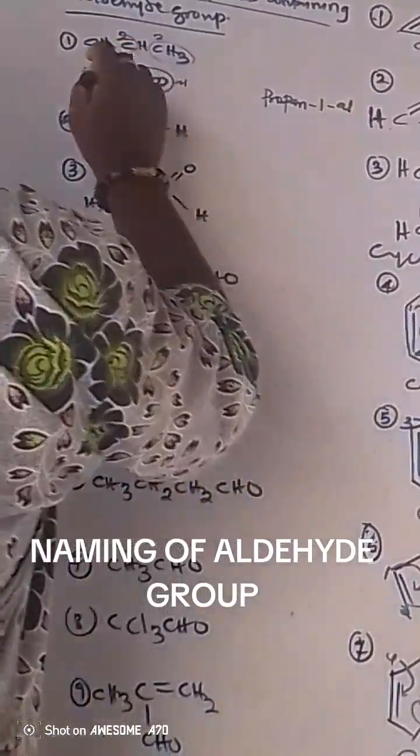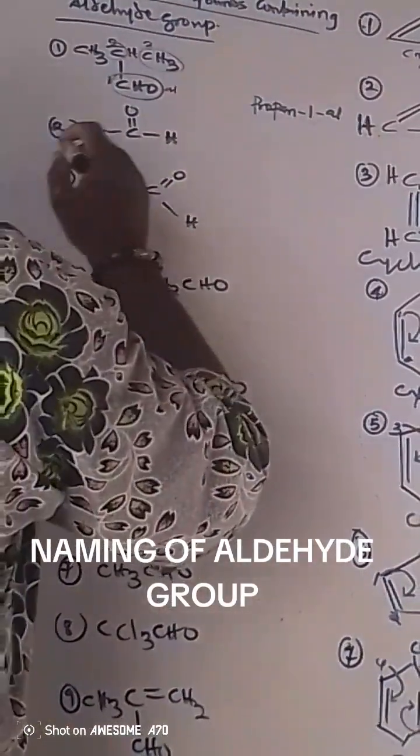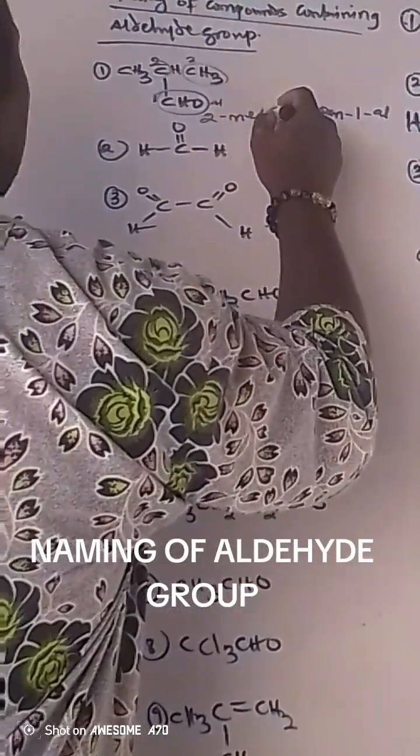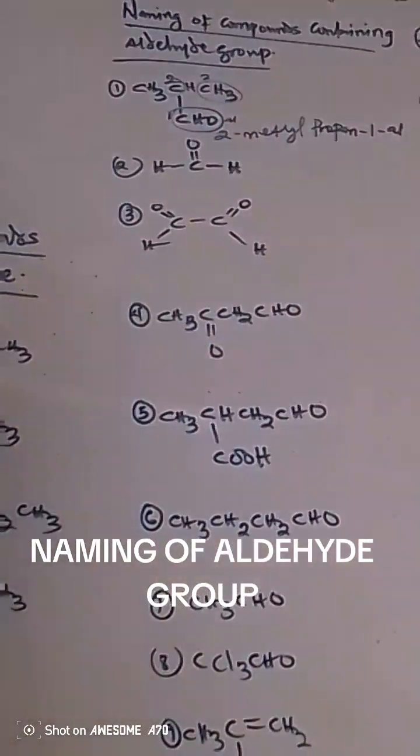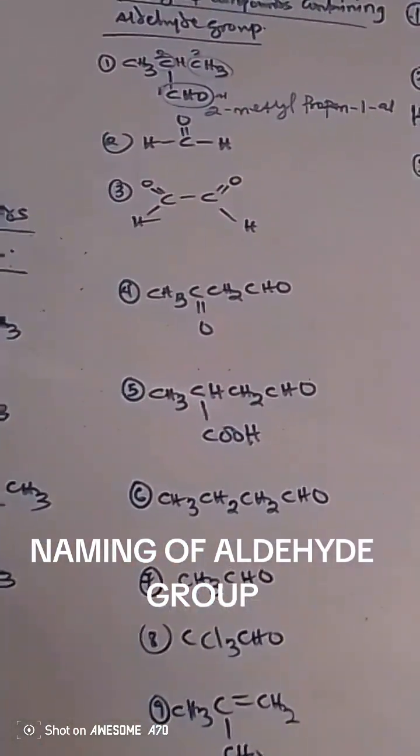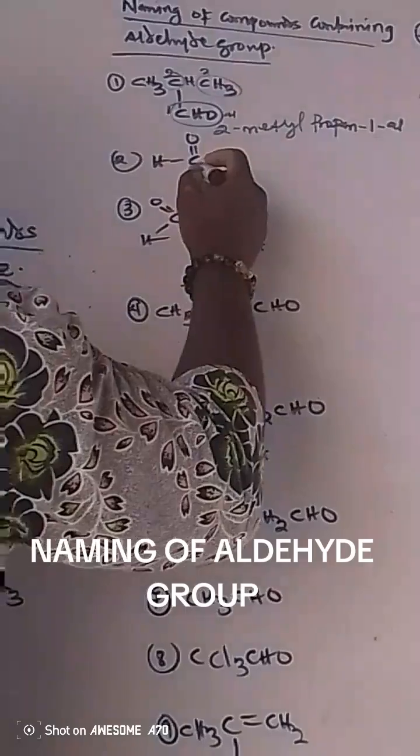1-al. Okay? This is the substituent. The substituent is on what carbon? Carbon 2. So we now say what? 2-methylpropan-1-al. So equally you can say 2-methylpropanal. Okay? So alright. Look at this one.